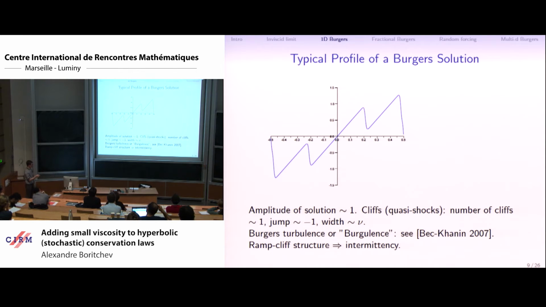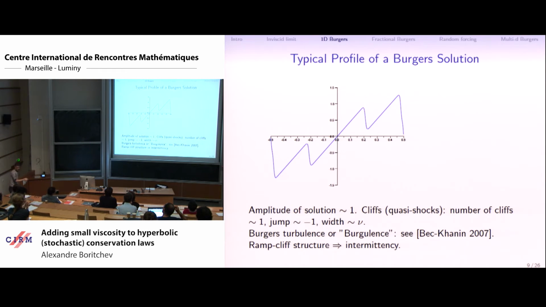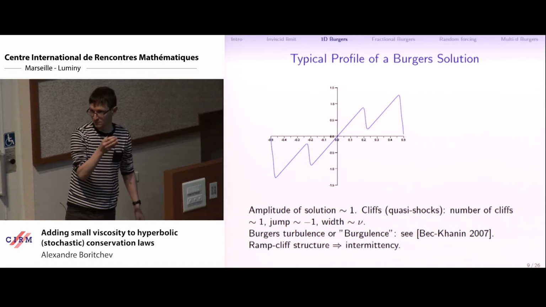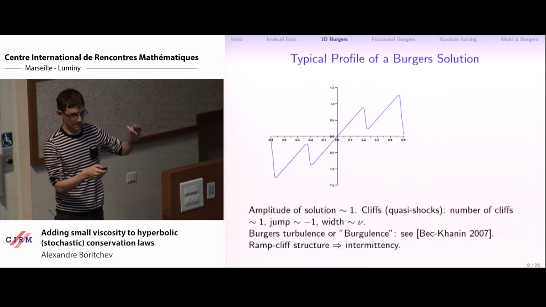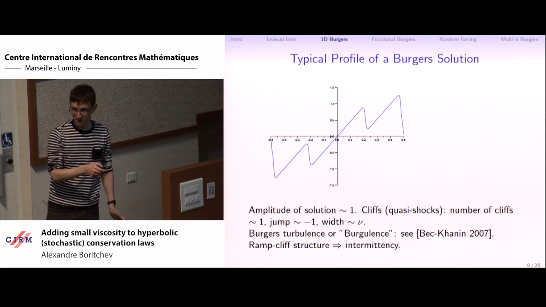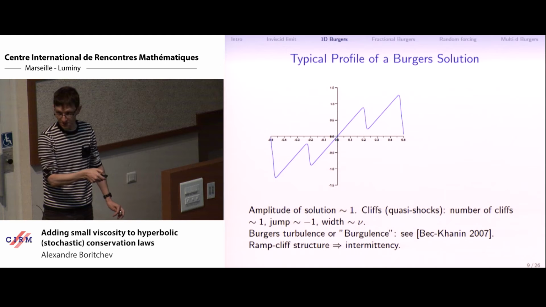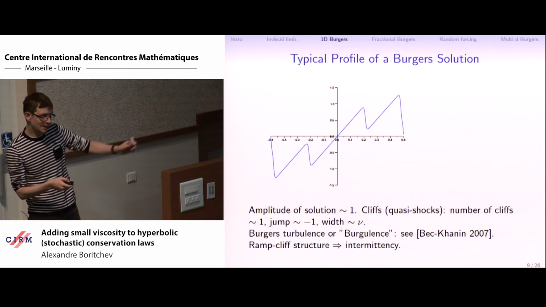So here's the typical profile of a solution after time of order 1. You have an amplitude which is also of order 1, which follows from the Oleinik estimate. And what survives from the shocks are the cliffs here. Because of the convexity assumption on the nonlinearity, you only have jumps which go down, and the typical size of a jump is of order 1. If we waited long enough, then in the inviscid case you have shocks, and in the viscous case you have these negative jumps. And I have one last heuristic statement, which was already there in the physical literature and which we'll make rigorous, which is that the typical width of this viscous layer or cliff is of order nu.